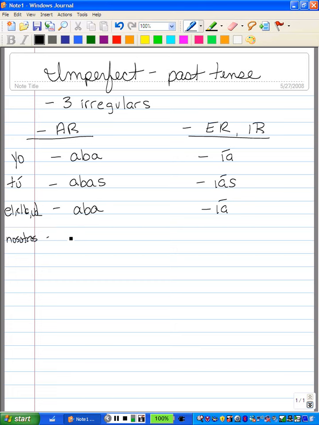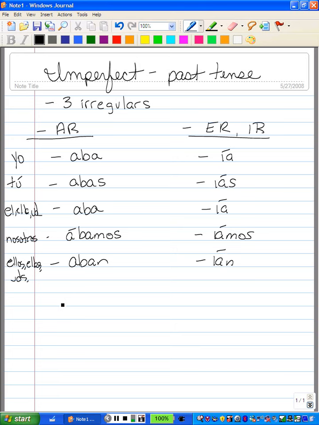For the nosotros, it's going to be ábamos. This one is going to be íamos. And for the ellos, ellas, and ustedes, the ending is going to be aban. And this ending is going to be ían.